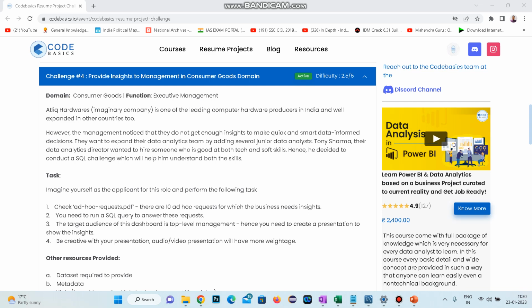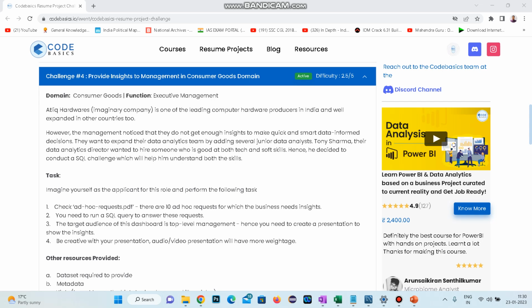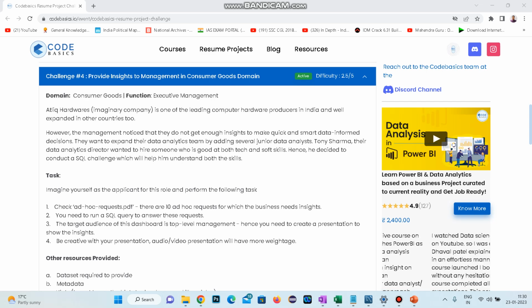Our problem with management is that they noticed they could not get enough insights to make quick and smart data-informed decisions. So they are providing us some business scenarios or questions, which we need to solve using SQL queries and provide some insights to them.